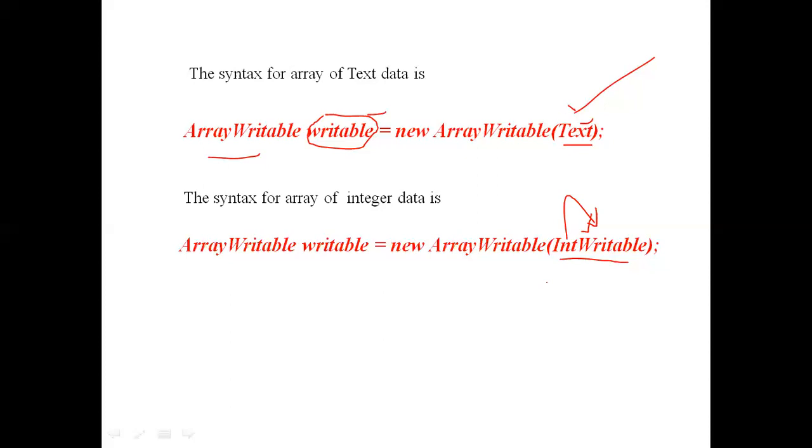Is it clear now? This one, ArrayWritable is equal to new ArrayWritable of Text. ArrayWritable is equal to new ArrayWritable of IntWritable. I think now you got the difference between these two things. Is it okay, guys?